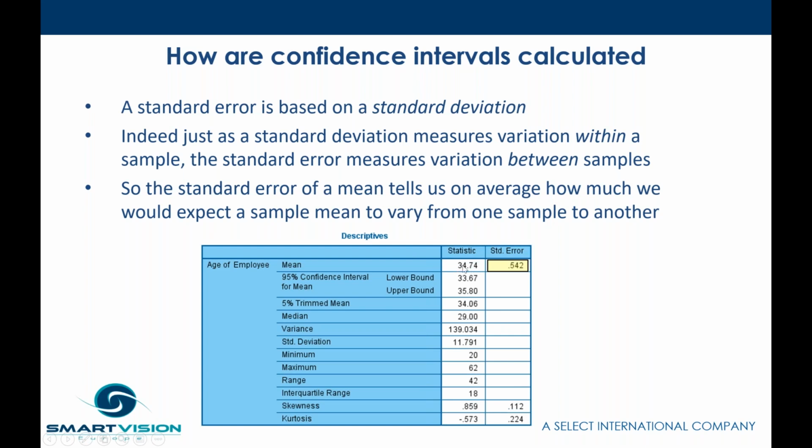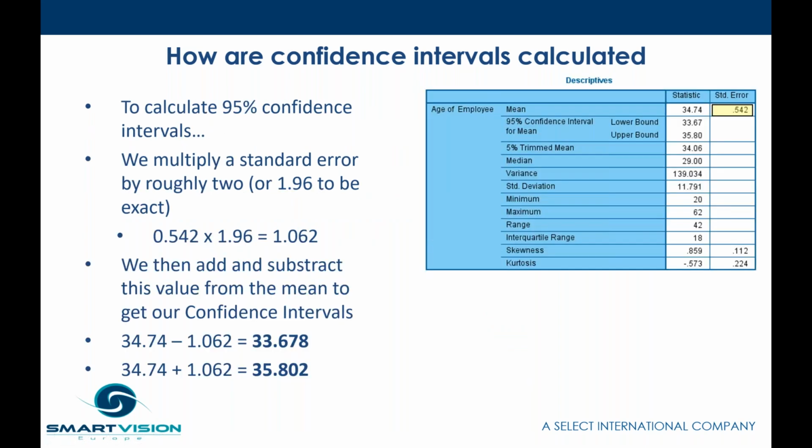Here's our mean here of 34.74. It's saying based upon your sample size and the standard deviation, I would expect if you were to repeat this sample, on average, it would vary by about half a year, 0.542. So it's going to vary a little bit. And that allows us to calculate 95% confidence intervals.